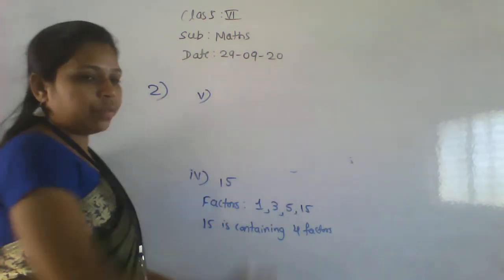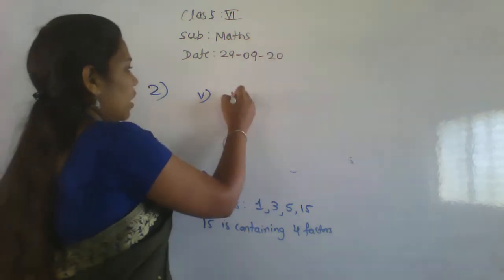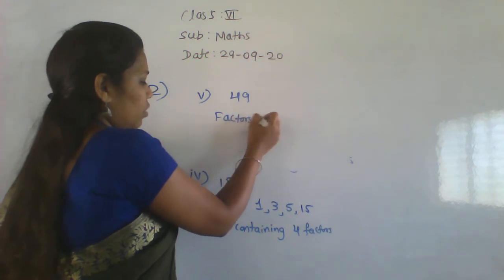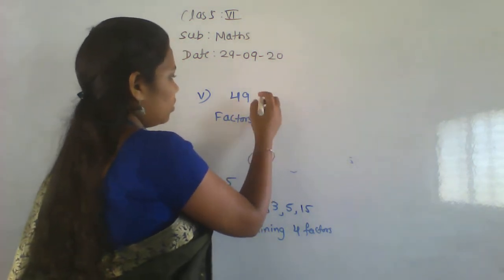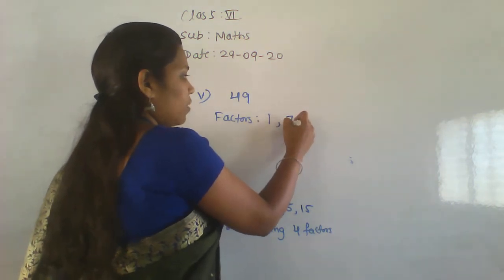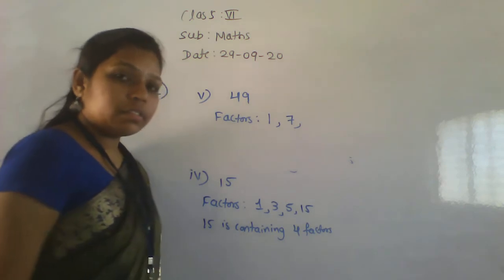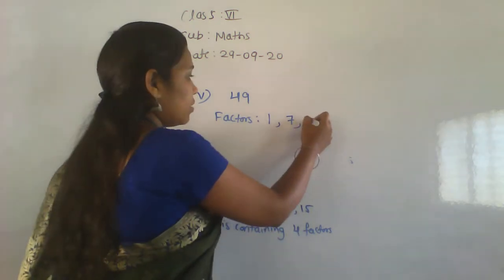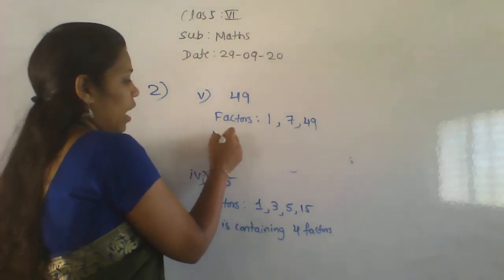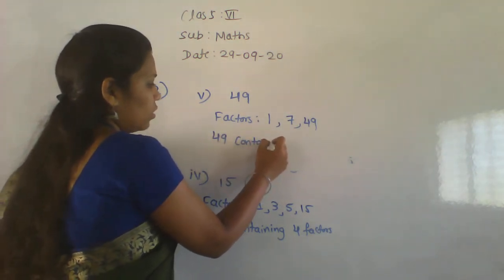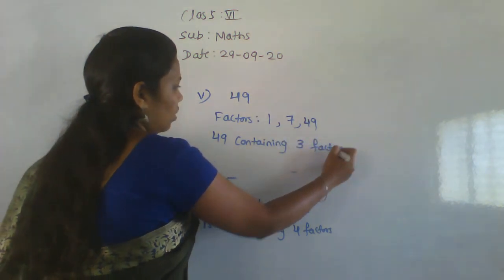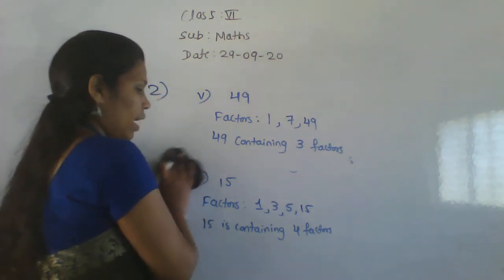Solve for the fifth one. What is the fifth question? 49. Factors are 1, 7, next no number is there. So directly you can write as 49. Okay. So 49 containing 3 factors.